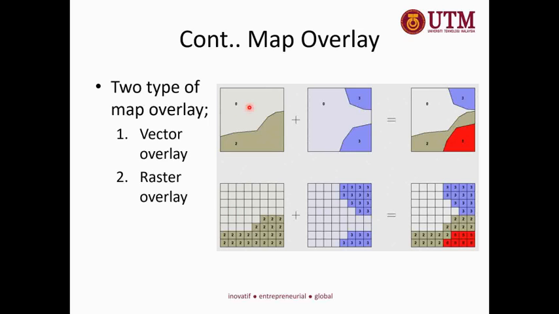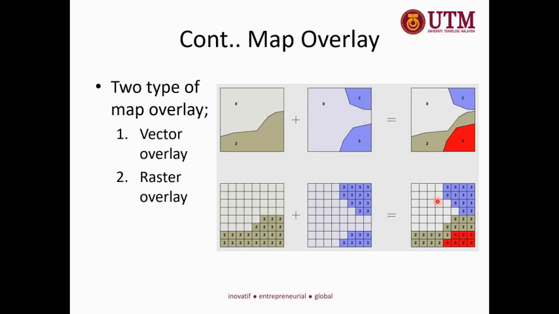So we have two values, 0 and 2 over here. And then when we combine with another layer, which has 0 and 3, the value of this data will give you 0 and 3. This one is 2 because this area is 2, and then this area is overlaid with this area. So we combine and give you a new value, which is 5.